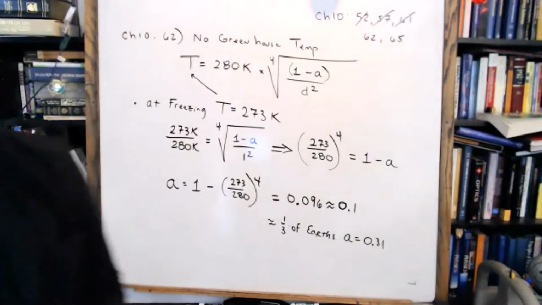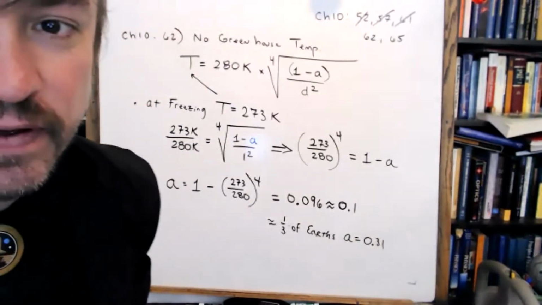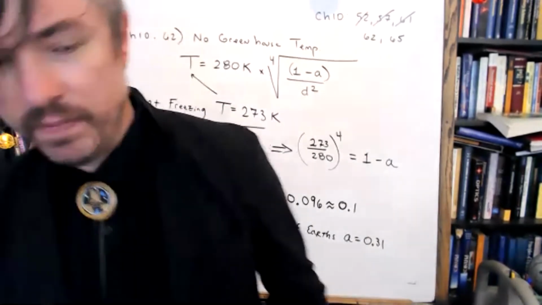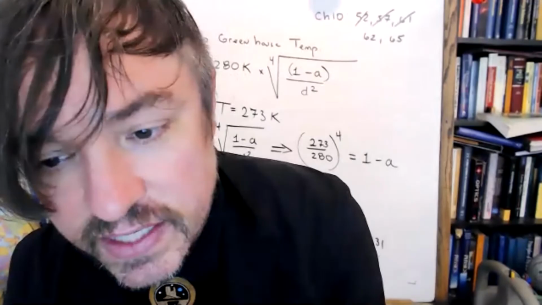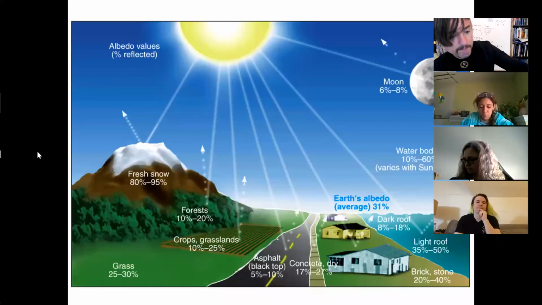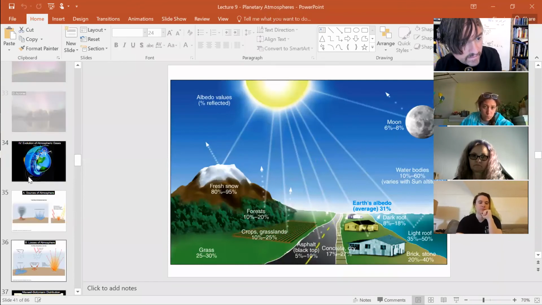So Earth, if Earth was 3 times more reflective, we would be at the freezing point. Can you guys imagine a scenario where Earth would be 3 times more reflective? How could I make Earth 3 times more reflective?